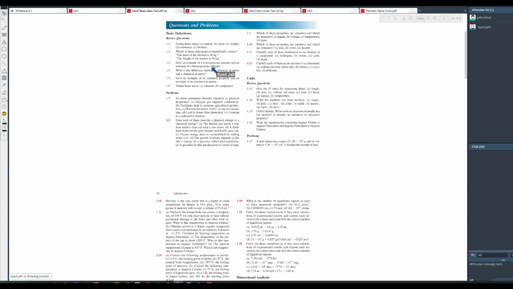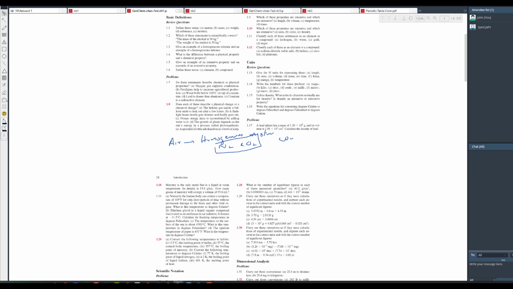Give an example of a homogeneous mixture and an example of a heterogeneous mixture. For a homogeneous mixture, first of all, any mixture of gases is always homogeneous. So you can say air. Air is an example of a homogeneous mixture because the two main gases, nitrogen and oxygen, plus other gases in small quantity like carbon dioxide and other inert gases. Also you can say a solution of salt and water, because salt is completely soluble in water, and if you make the solution, it will become homogeneous. So these two are examples of a homogeneous mixture.